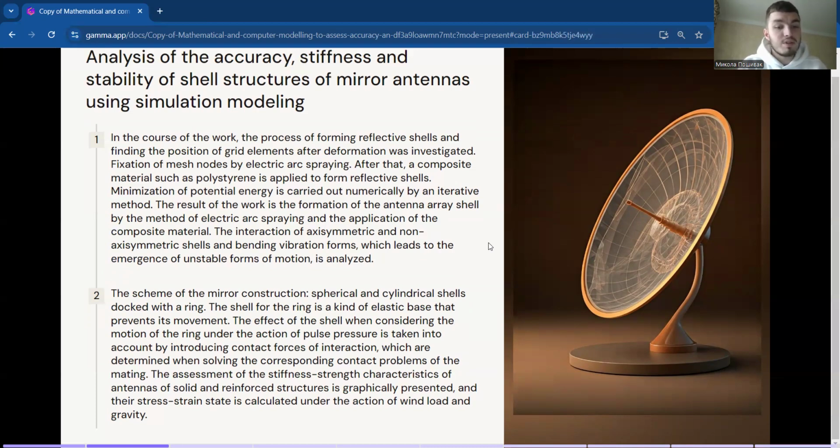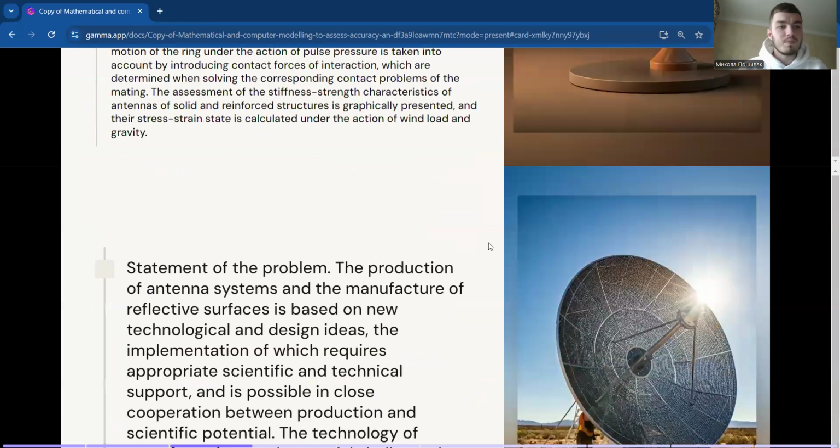The assessment of the stiffness and strength characteristics of antennas of solid and reinforced structures is graphically represented, and the stress-strain state is calculated under the action of wind load and gravity.